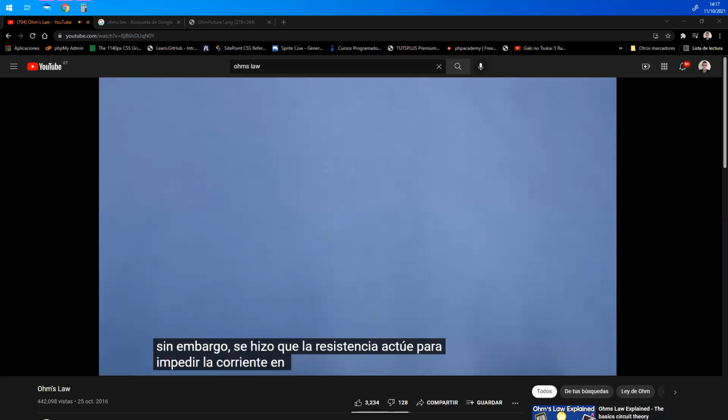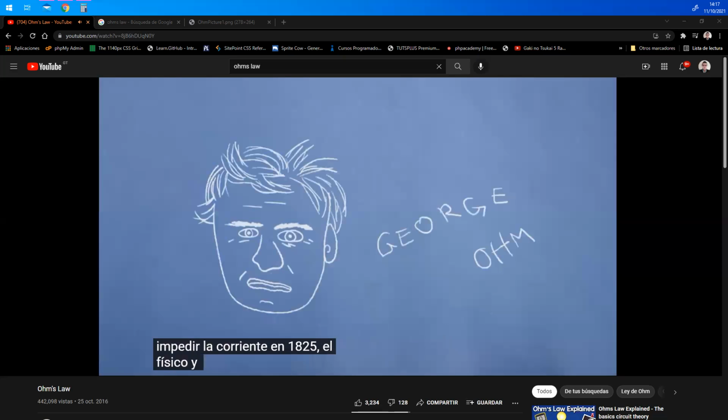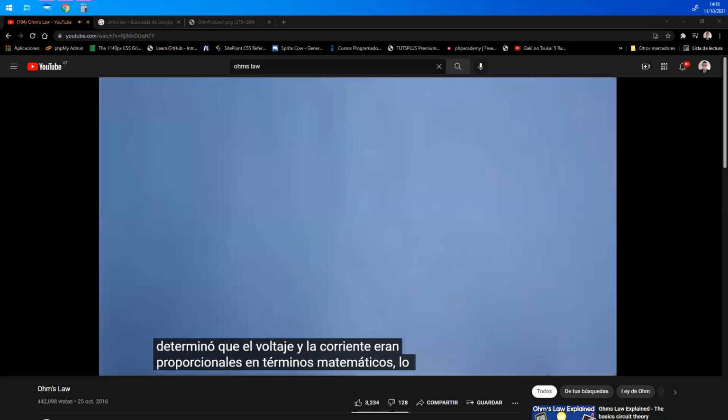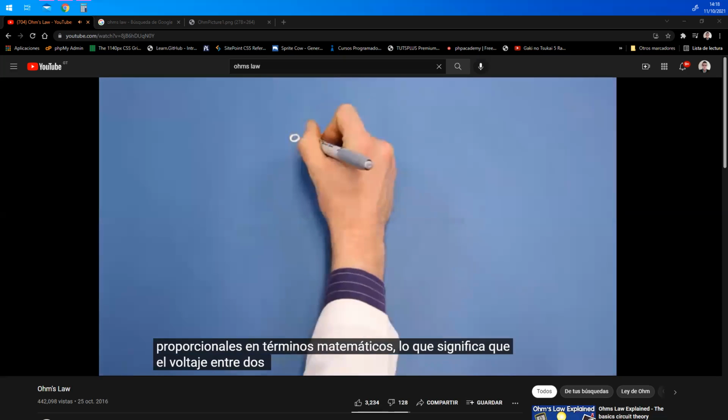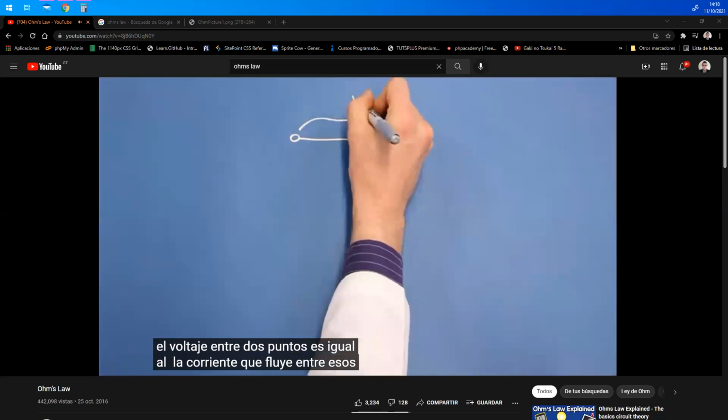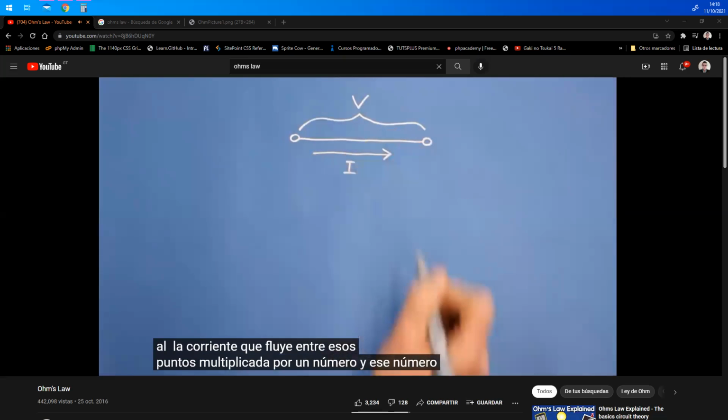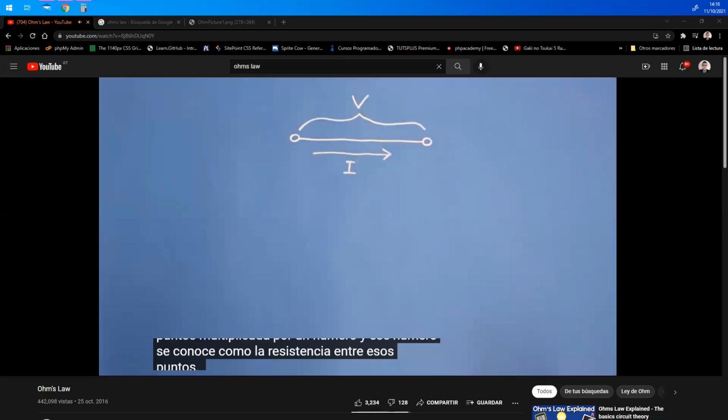In 1825, the German physicist and mathematician Georg Ohm began experimenting with early chemical batteries and thermocouples to produce voltages. By varying the size of wires used to complete the circuit, he determined that voltage and current were proportional. In math terms, that means the voltage between 2 points is equal to the current flowing between those points times some number, and that number is known as the resistance between those points.